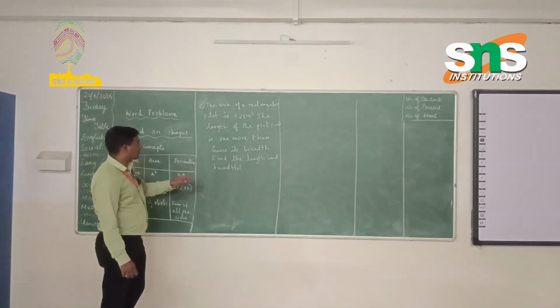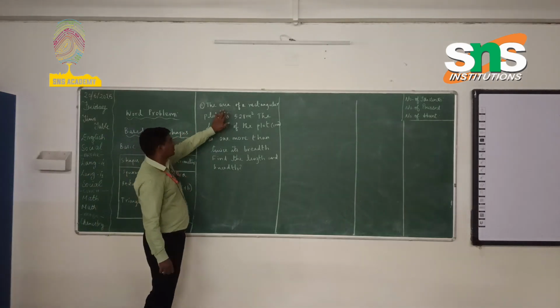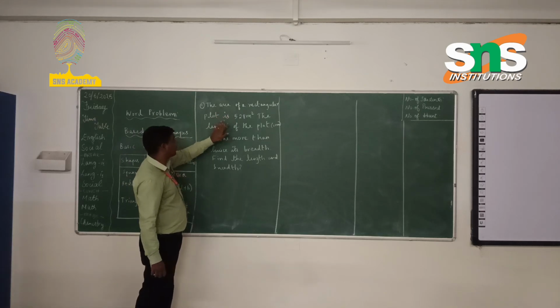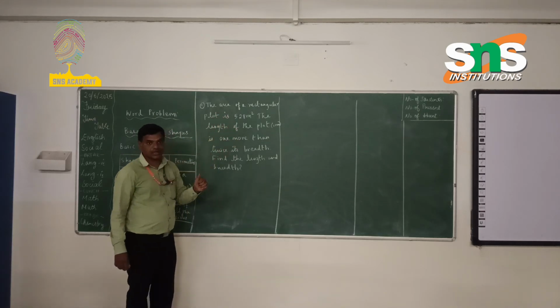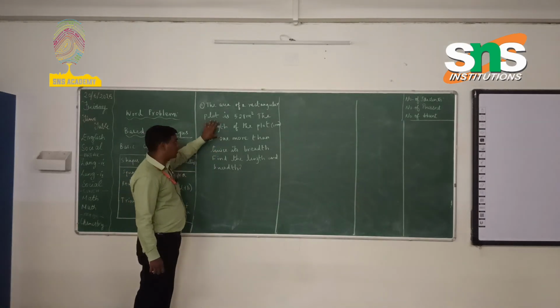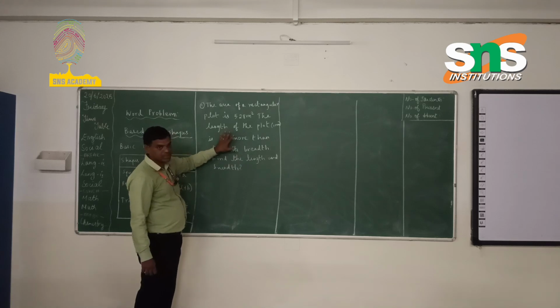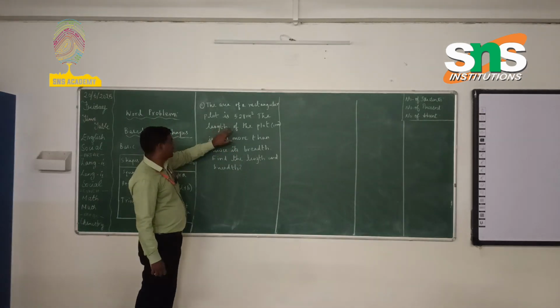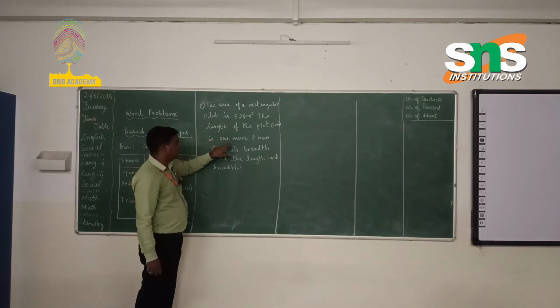So when they are talking about the rectangle, the area of a rectangular plot is 528 meters square. Area they have given, 528 meters square. Now what they are saying: the length of the plot is 1 more than twice its breadth. Now here is the clue which is given.